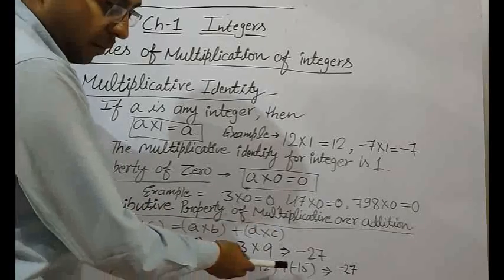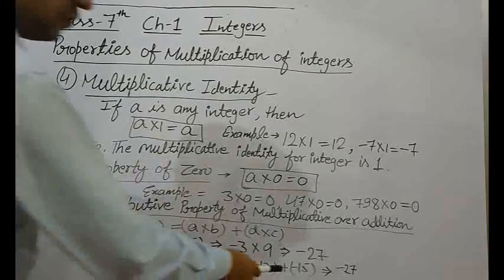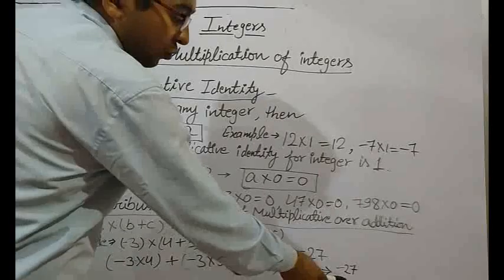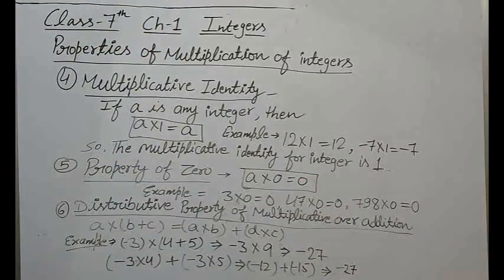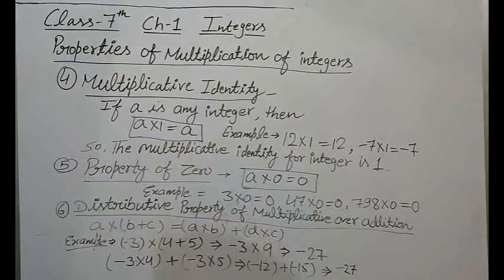So -12 plus -15. We know that very well: minus, minus is equal to plus. So -12 plus -15. 12 plus 15 is equal to 27, and both are negative integers, so we put the sign of minus. So both answers are the same. So this property is satisfied.